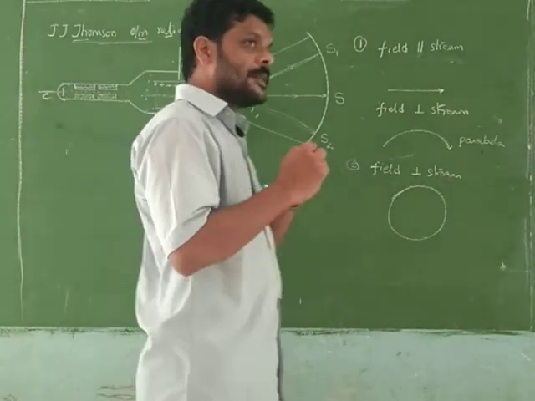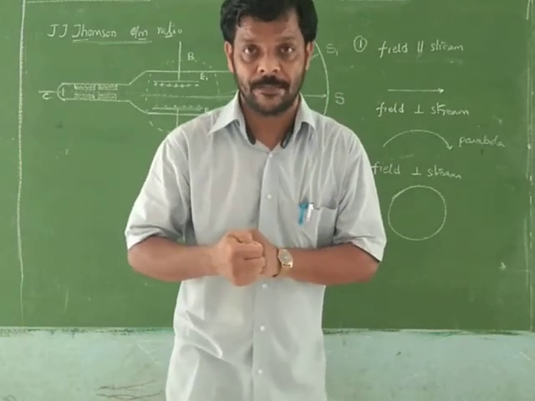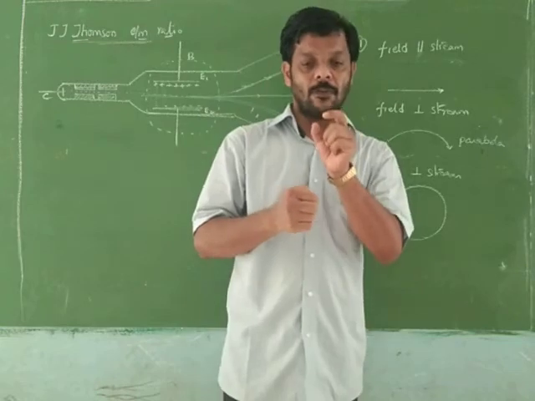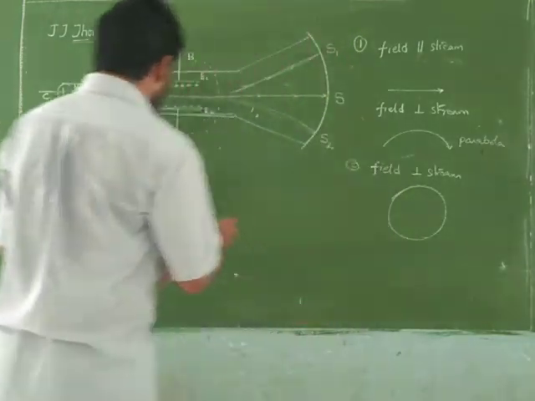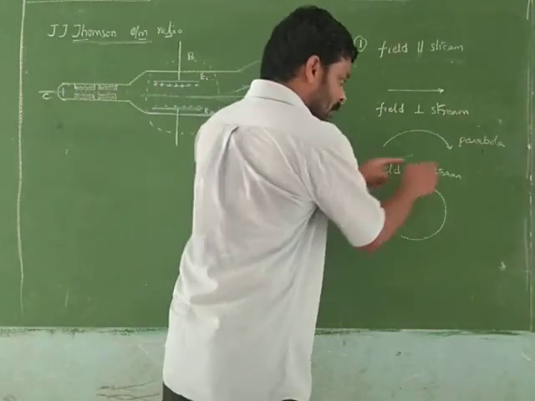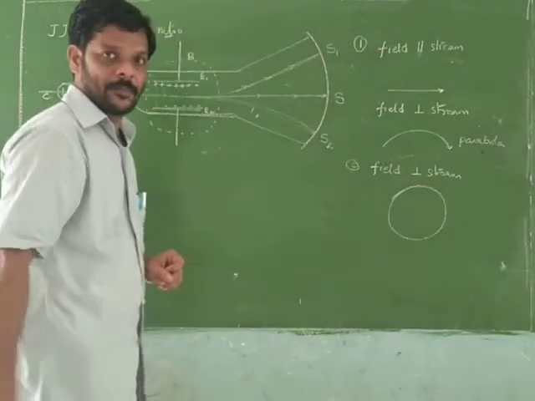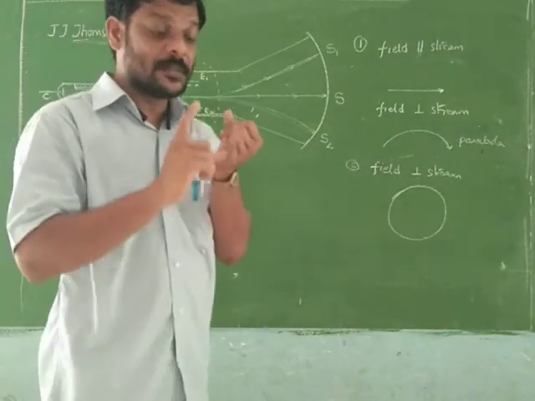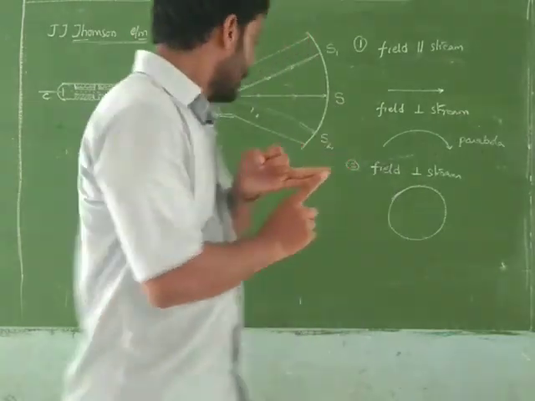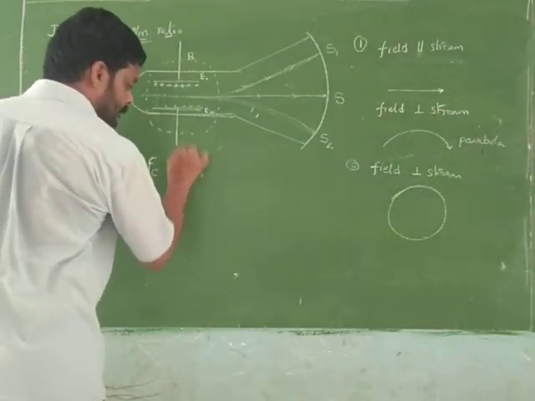So if any object is moving in a circular path, what kind of forces does it experience? We know that there is a force known as the centripetal force acting on the particle. Now the field is perpendicular to the stream of particles, and it is moving in a circular fashion. So there are two forces acting on it: one is centripetal force and the other is centrifugal force. Here the centripetal force is balanced with the magnetic force.